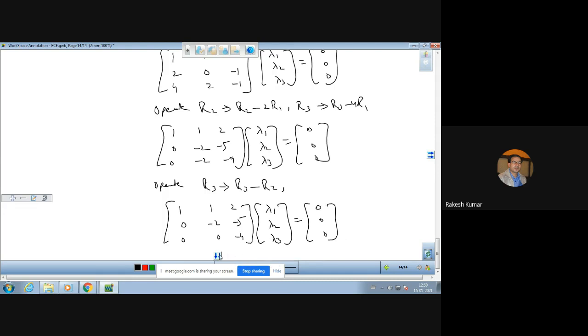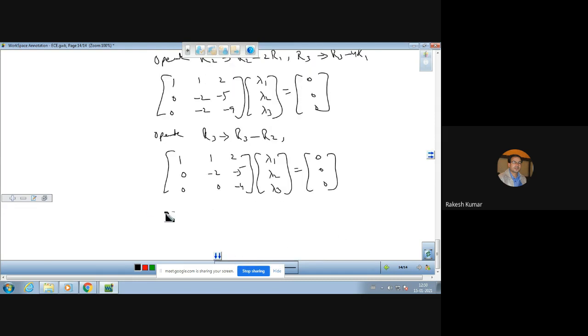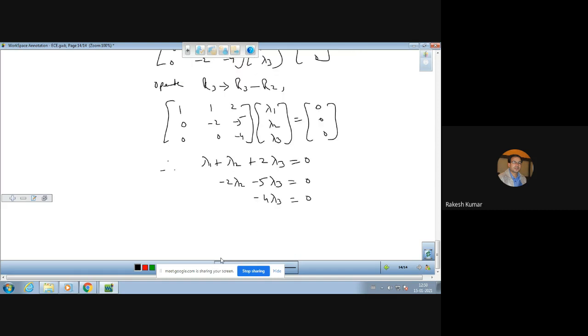Now you can write down the resultant system here. And the system of equations will be, after operating first row with this column matrix: lambda 1 plus lambda 2 plus 2 lambda 3 is 0. This is minus 2 lambda 2 minus 5 lambda 3 is 0. And from the last we have minus 4 lambda 3 is 0.